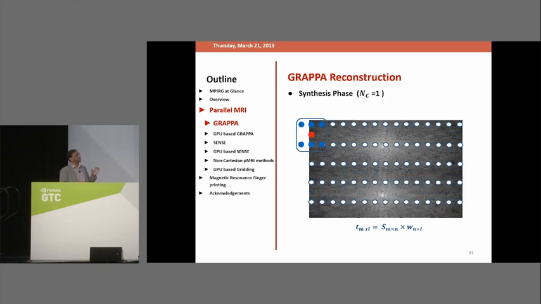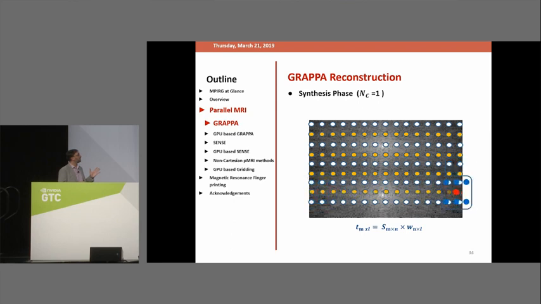Once we have that collection of weights estimated, the next stage is to apply those weights to fill in the missing points in the K-space. That process is repeated again and again until we fill the whole of the K-space. Then at the end of the day, we can take the inverse Fourier transform, which will provide us the MR image. So this is what the GRAPPA method is.